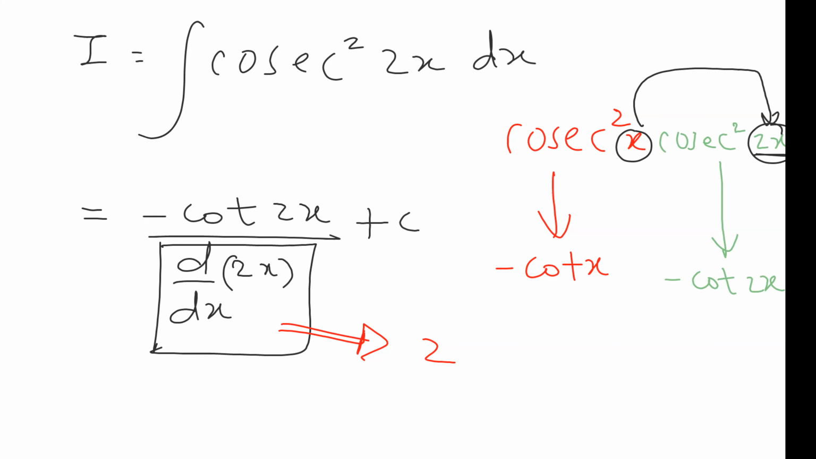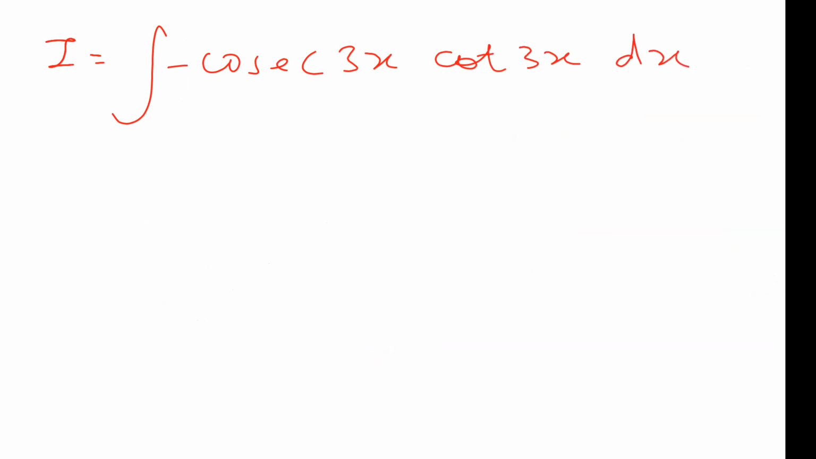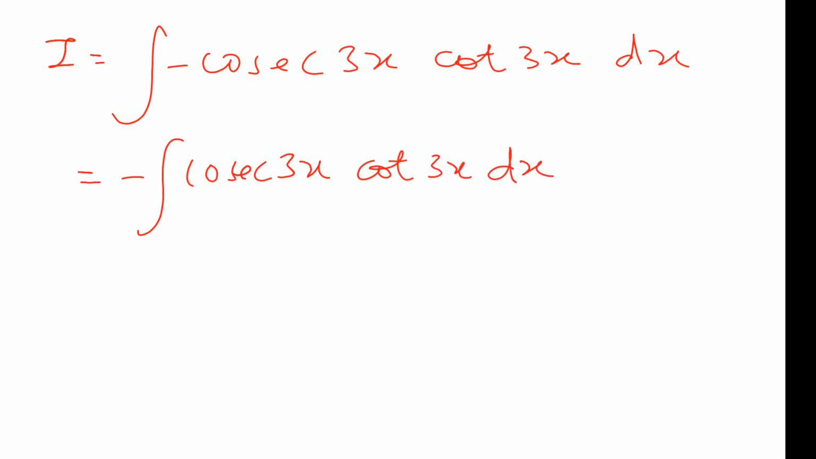Let us proceed with the next problem. Integration of minus cosec 3x cot 3x dx. First of all, you need to be very sure about the formula. If you don't know the formula, then it will be a tough task for you. So take the minus sign outside. Cosec 3x cot 3x dx.